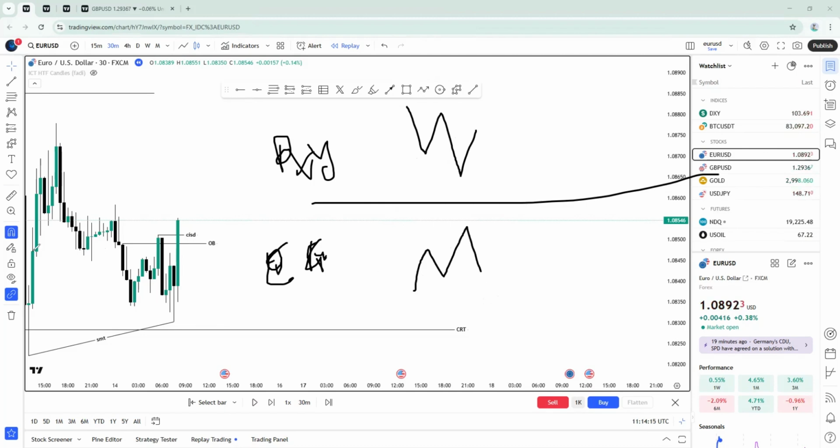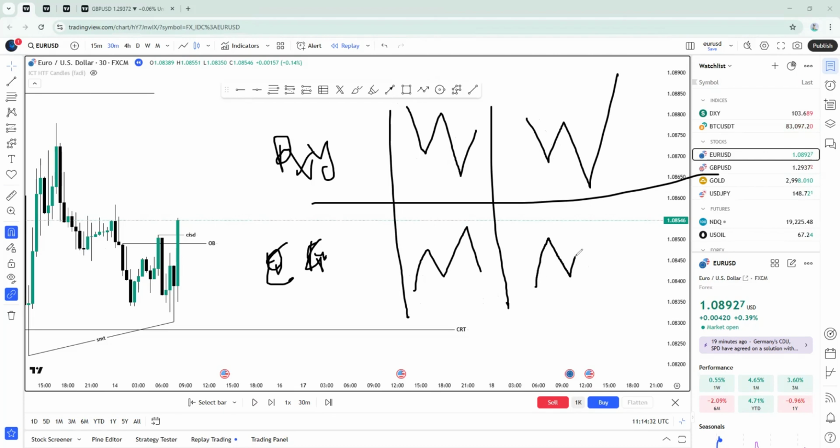This is when their correlation is opposite to each other. So the moment Euro is making a high, the DXY is making a low. Now, the SMT will come when DXY creates a low, and instead of Euro USD creating a higher high, it creates a lower low.